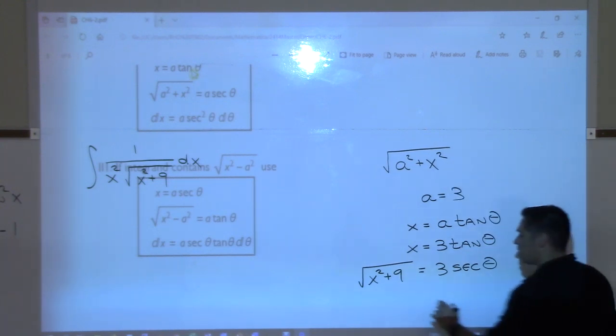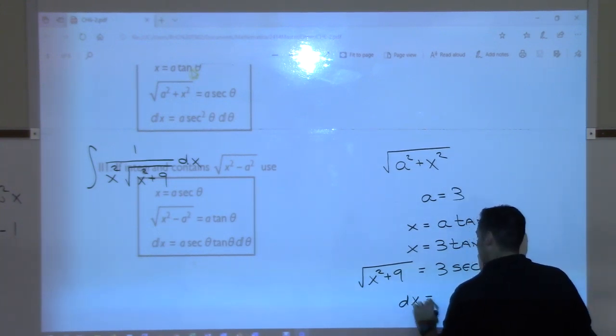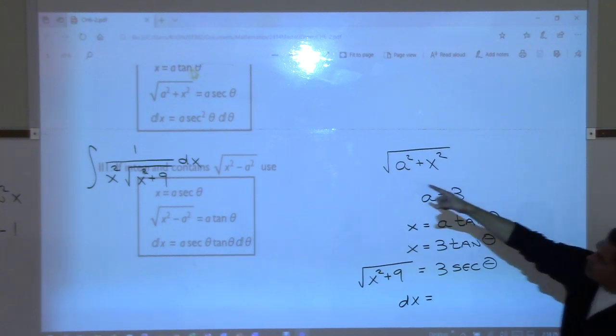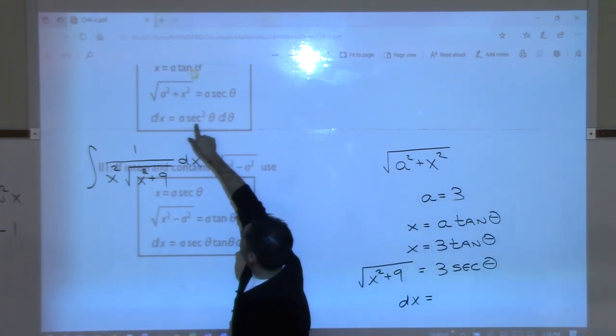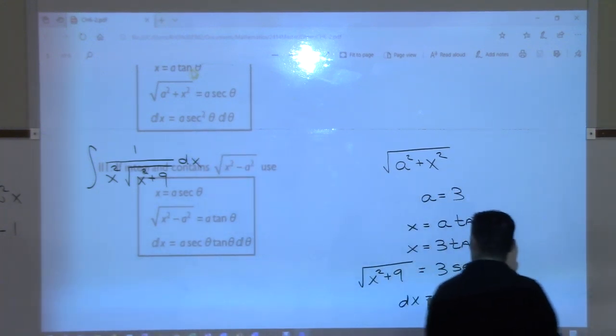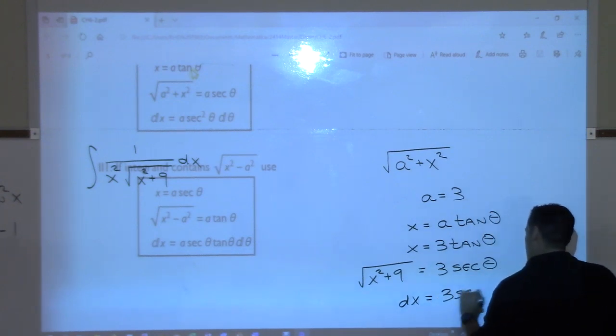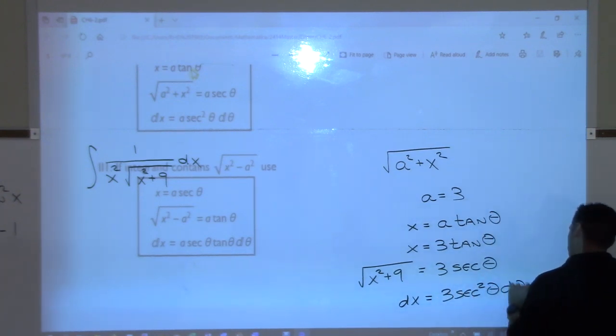Now, what does dx become? It becomes 3 secant squared theta. Yep, right here. It becomes a secant squared theta d theta, so we know that this is going to become 3 secant squared theta d theta.